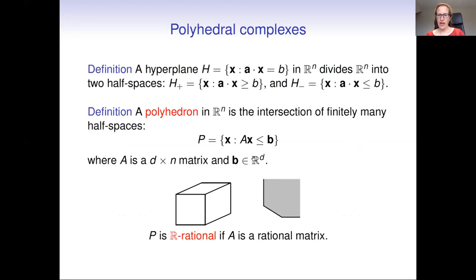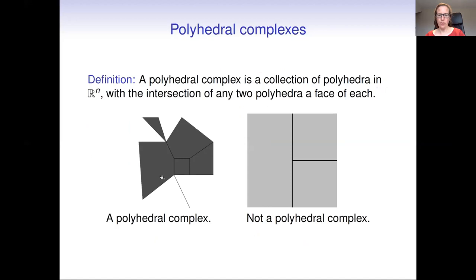And by dimension, what do we mean by the dimension of a polyhedral complex? For the dimension of a polyhedron, you can look locally. One way is to take the affine span: take the smallest affine subspace that contains your polyhedron, and it's the dimension of that subspace. So here we would say these are two-dimensional. This one is one-dimensional because there's a one-dimensional affine subspace containing it.